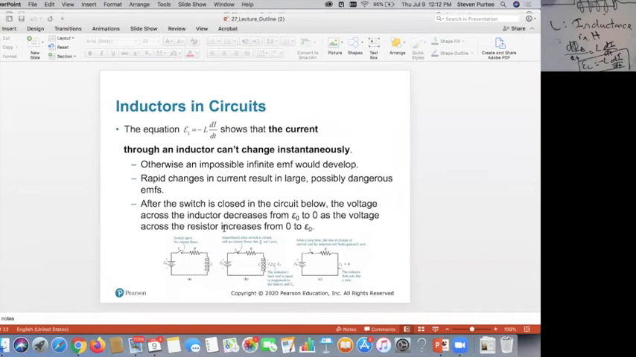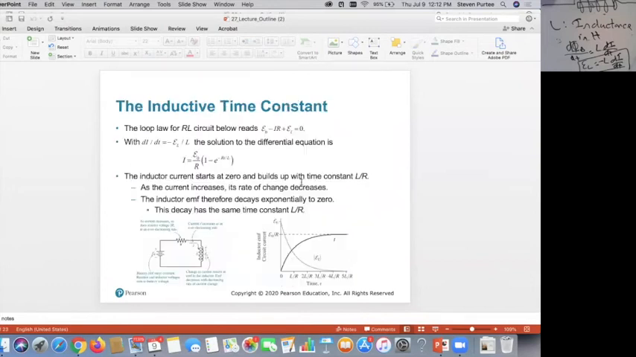Okay, this is interesting. So what happens if we get this circuit? Nothing's hooked up yet, I haven't started the current. I've got just a resistor and an inductor and a battery. And then I hook it up and I let it go. Well, we go from zero current to suddenly having current. That's a changing current, a pretty steep change in current.